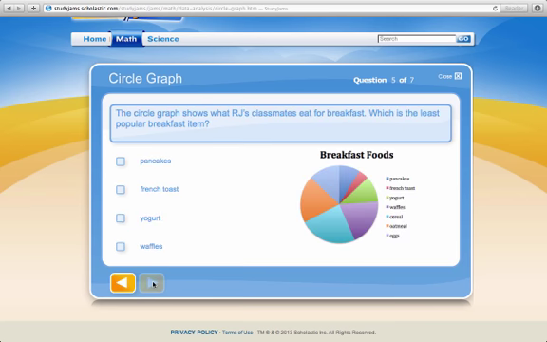The circle graph shows what RJ's classmates eat for breakfast. What is the least popular breakfast item? Pancakes, French toast, yogurt, waffles.